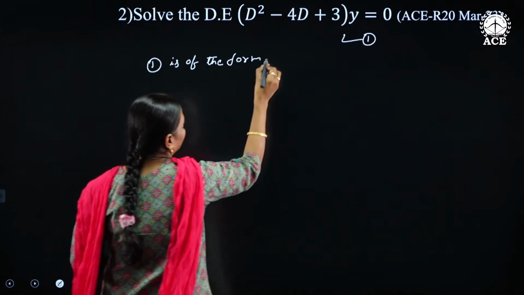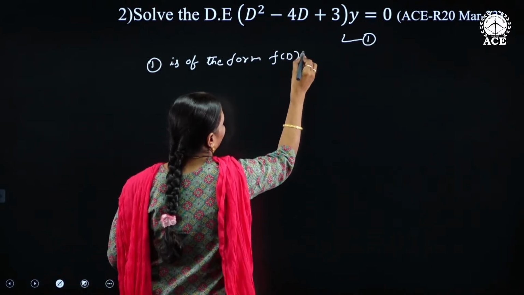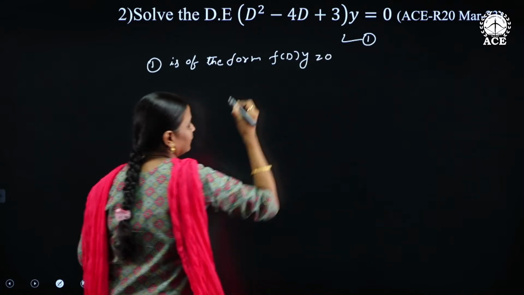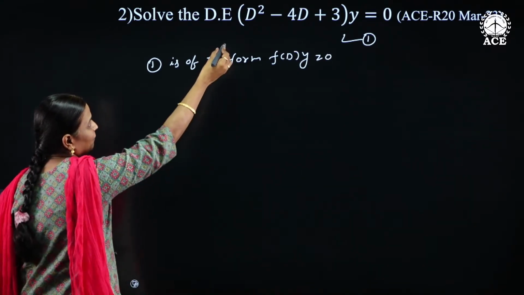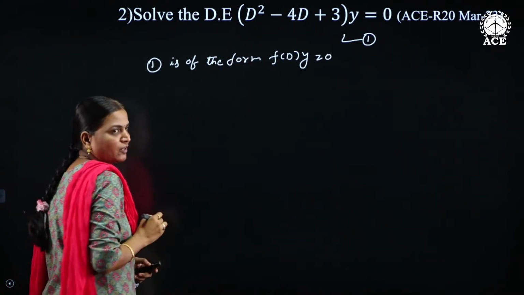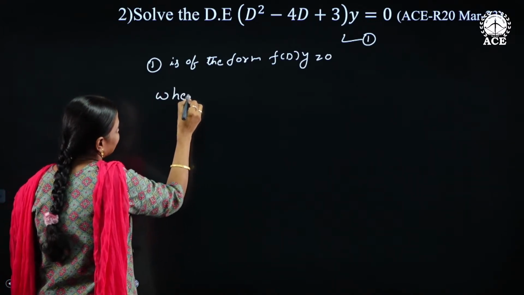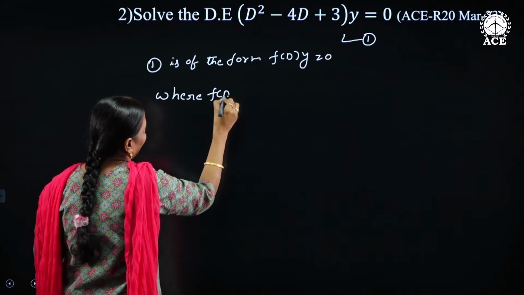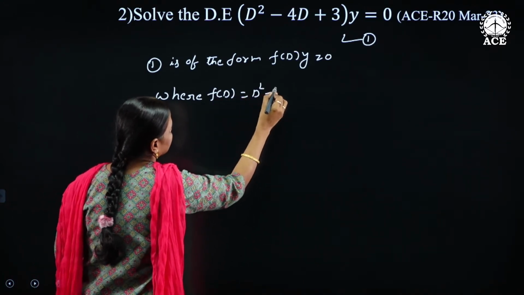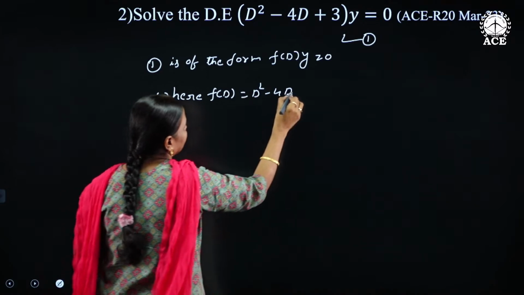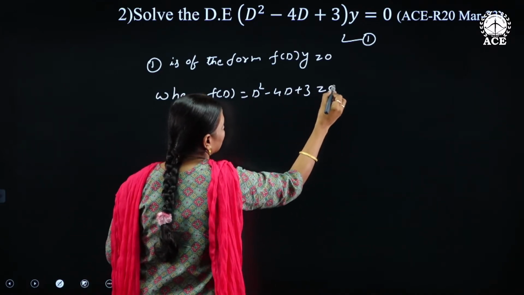What is the standard form? F of D into y is equal to 0. So here, if we compare equation 1 with the standard form of a homogeneous linear differential equation, what is F of D? F of D is equal to D square minus 4D plus 3 is equal to 0.